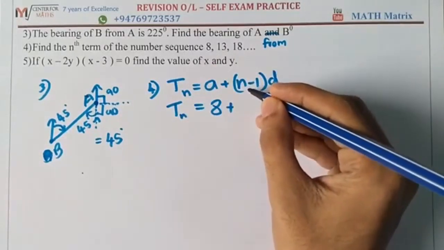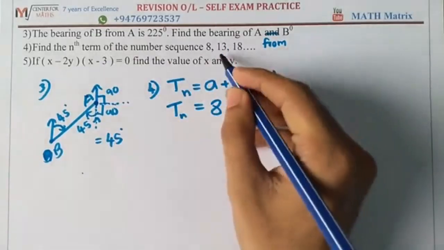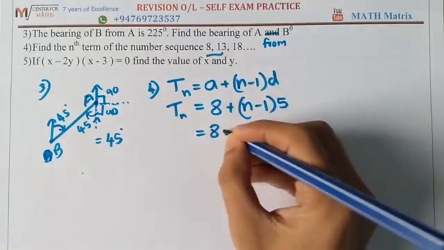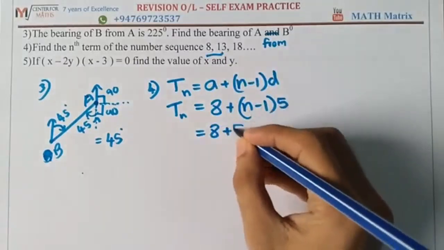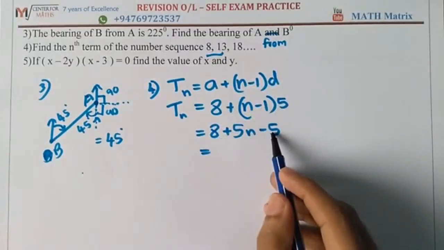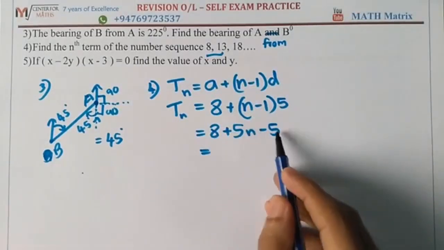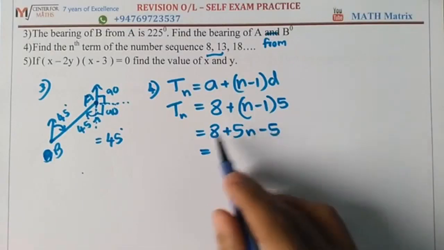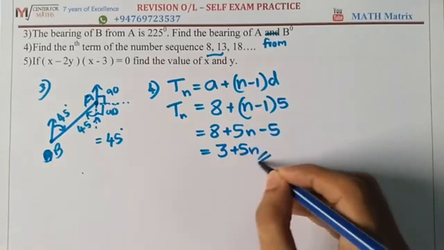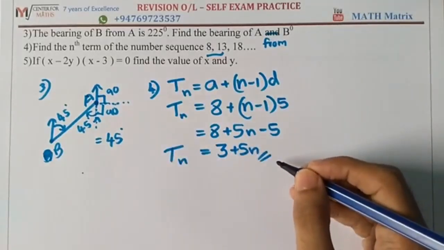And n means the value, they didn't give that. So (n minus 1), and the common difference of this is 13 minus 8, which is 5. Now can we simplify this? Yes, that's easy. So n into 5 is 5n, minus 1 times 5 is 5. So 8 minus 5. Now we can't add them both because they are different. But we can simplify the first and the third: 8 minus 5, the answer is 3. So here the nth term Tn equals 3 plus 5n.